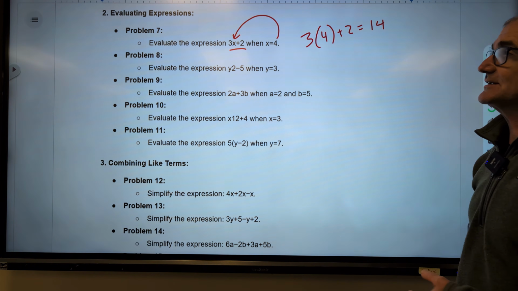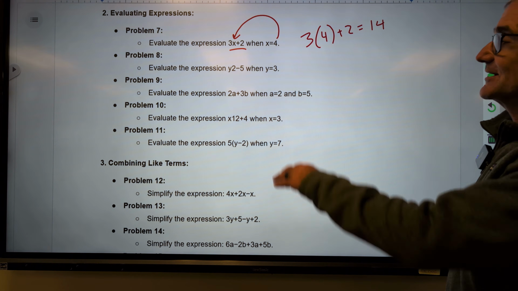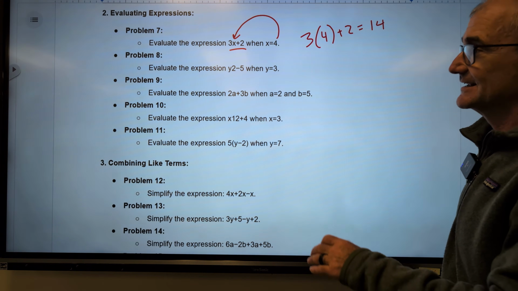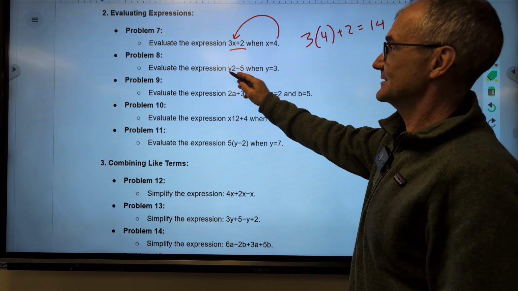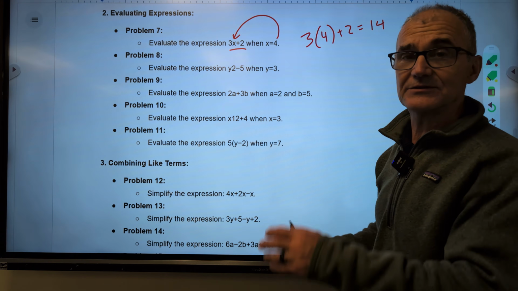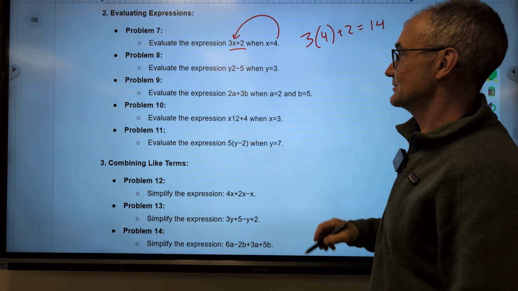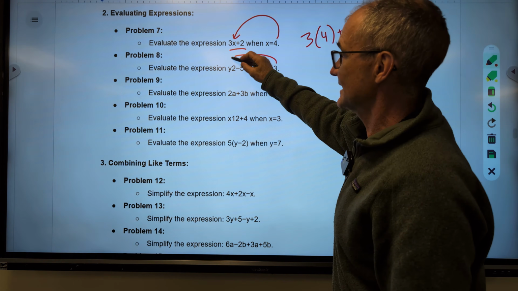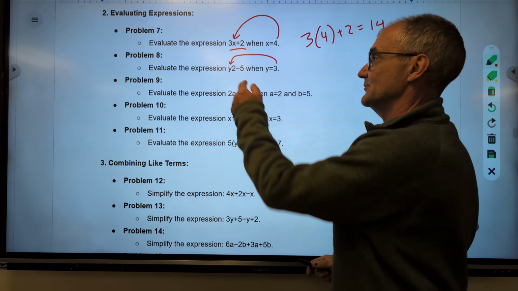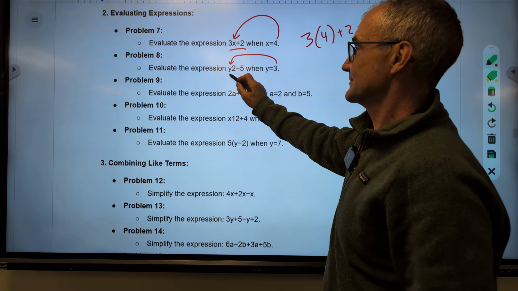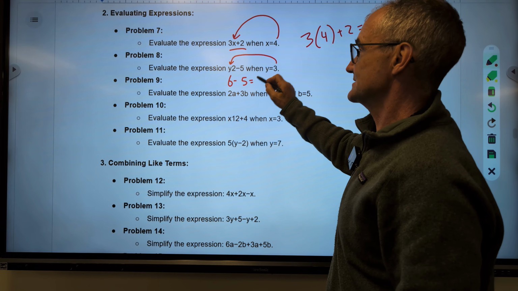Go ahead and pause the video and do these before I do them. Okay, here we are, number 8. Evaluate the expression y times 2. If they're next to each other, it means multiply. When y is 3, I take that 3, plug it in there. 3 times 2 is 6. 6 minus 5 is equal to 1.